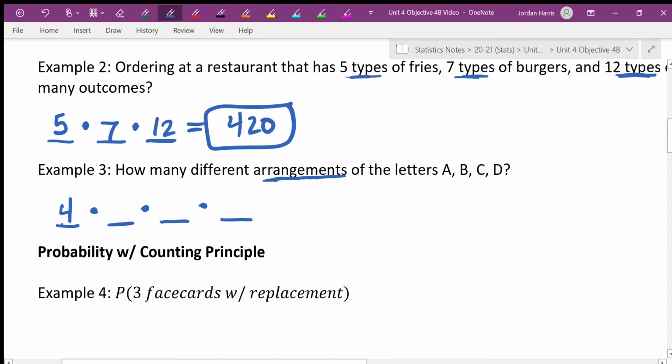Okay, so I can choose any of the 4 letters if I'm trying to arrange them, right? I can write A, B, C, or D first. Next letter, I've already used one of them, so I only have 3 options. If I'm trying to arrange them, right, I'm using all 4 letters, so once I've used one, I can't use it again. Then I only have 2, and then the last option is only 1. So I have 4 times 3 times 2 times 1, which is 24 different arrangements. And when we talk about permutations, you'll actually see that again.